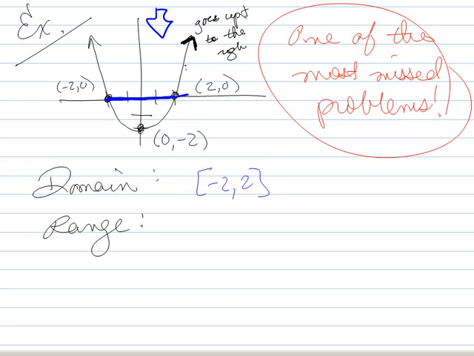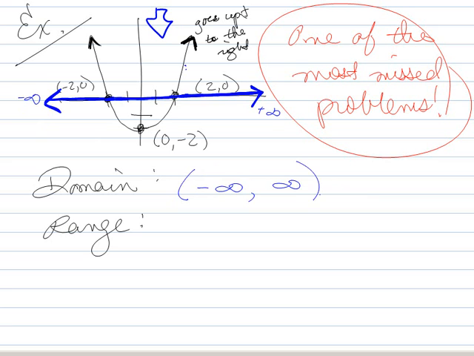So since it goes up and to the right, your domain better go to the right forever and ever. And just like over here, it goes up and to the left. So just like that, your domain better go to the left forever and ever. So what you have is a domain that goes from -infinity, that looks like an 8, to +infinity. So I'm going from -infinity to +infinity, and that's my domain.